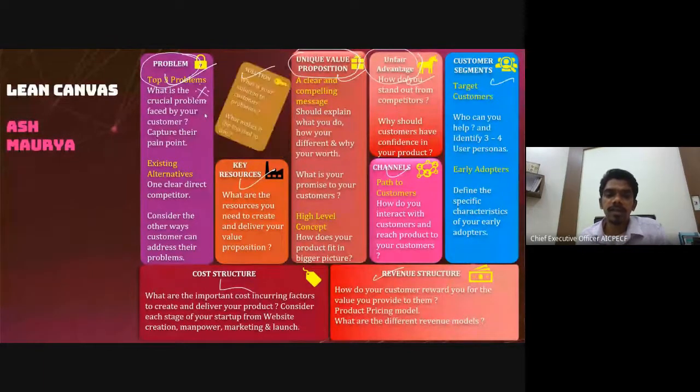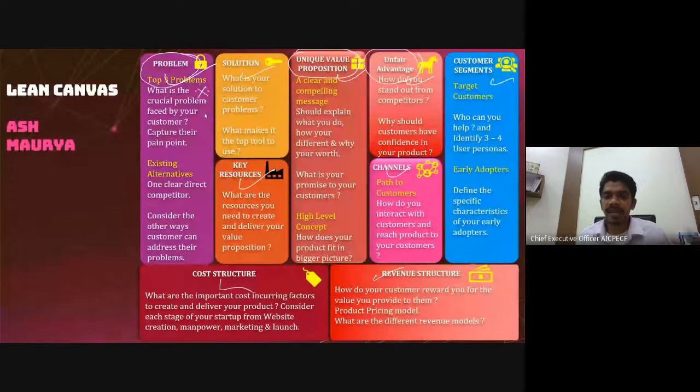The fourth and final thing is solution. He removed key activities and brought in solution. So you identify the problems of your customer and what kind of solution you are going to offer your customers so that this problem of the customer gets resolved. Simple as that, right? What problem am I identifying for my customer, and what product, what solution am I going to give to resolve that problem. So these are the four major changes that Lean Canvas brings into the picture.